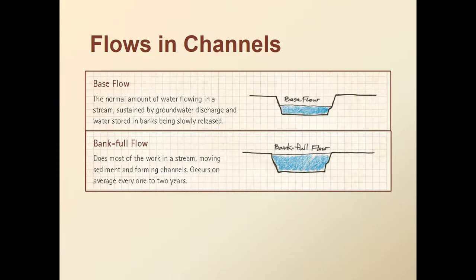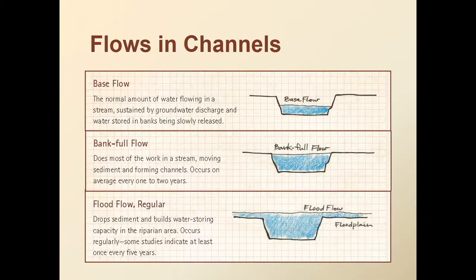Base flow is the normal amount of water flowing in a stream, sustained by groundwater discharge and water stored in banks being slowly released. It is not runoff. Last, we have regular flow, which occurs on average every 1.5 years, and is the flow that accesses the floodplain, dropping sediment and building water storing capacity in the riparian area. This level of flow occurs regularly.